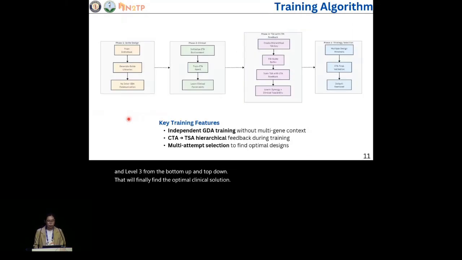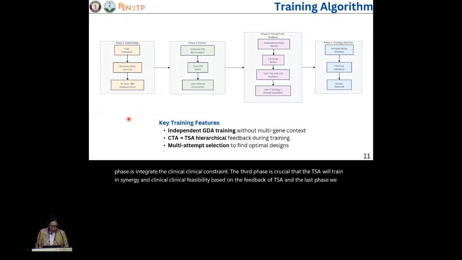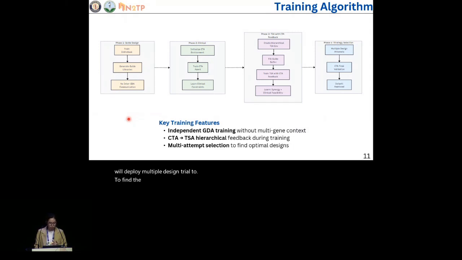Our training has 4 phases. The first phase is to optimize the guide RNA design. The second phase is to integrate the clinical constraints. The third phase is crucial, where the TSA will be trained in synergy and clinical feasibility based on the feedback of the CTA. And in the last phase, we will deploy multiple design trials to find the optimal CTA action.